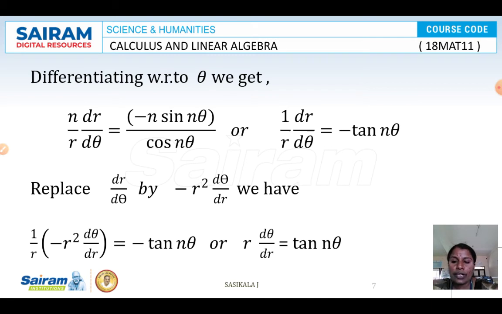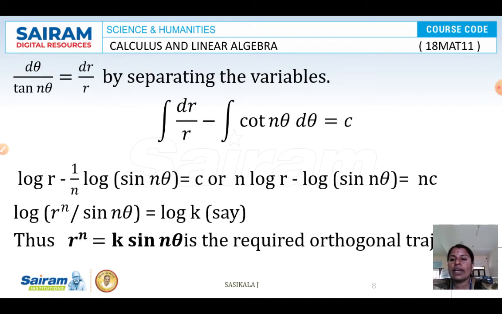In the same way, now we need to find a solution. You can use the variable separable method. So d theta by tan n theta is equal to dr by r. Now integrate. You take the cot term to the left side and it becomes a minus, and on integrating you will get a c. So integration of dr by r minus integration of cot n theta d theta is equal to c. Then 1 by r integrates to log r, minus the integration of cot n theta, which is log of sin n theta, again divided by n, is equal to c.